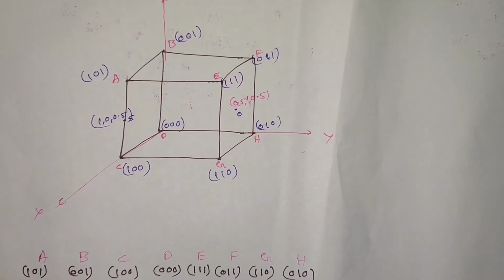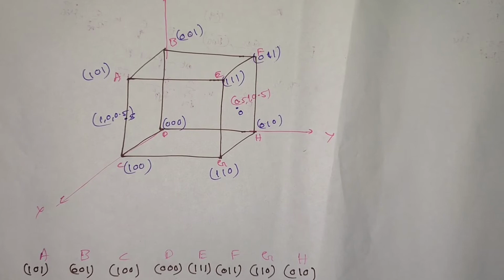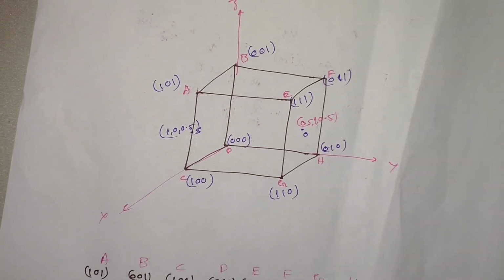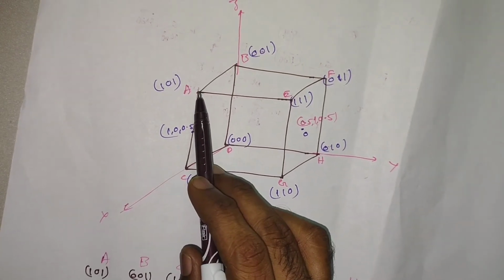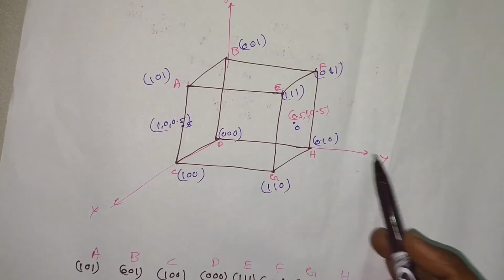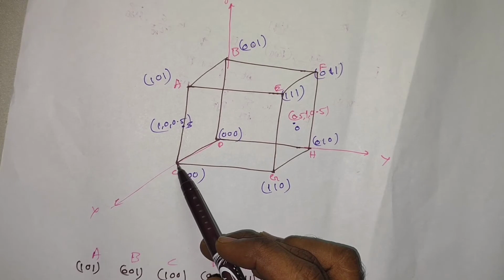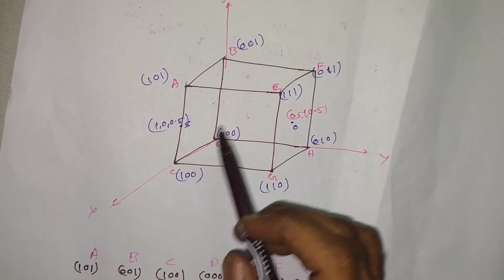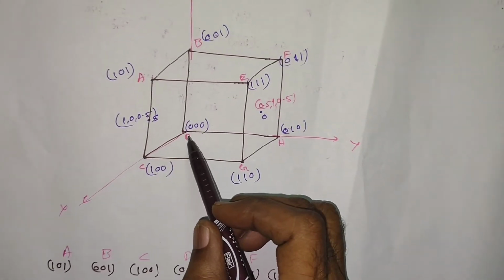Let me explain once again the points which we have on the edges of the cube. If you observe, these are the axes x, y and z. Each side is going to have a length of 1 meter. So I am considering D as the origin point, 0, 0, 0.